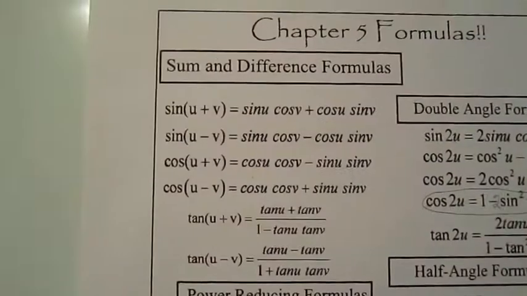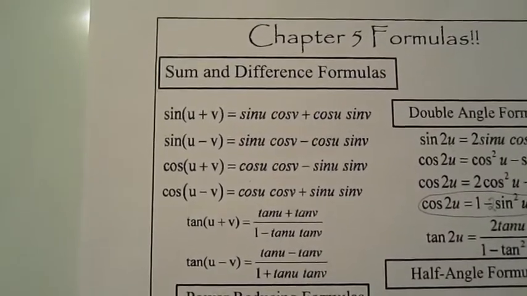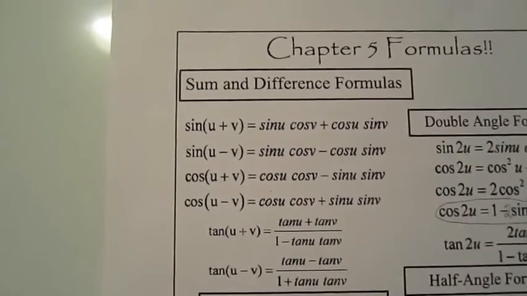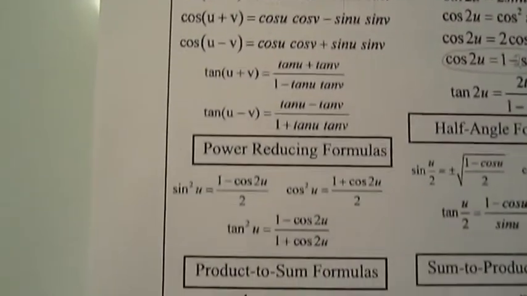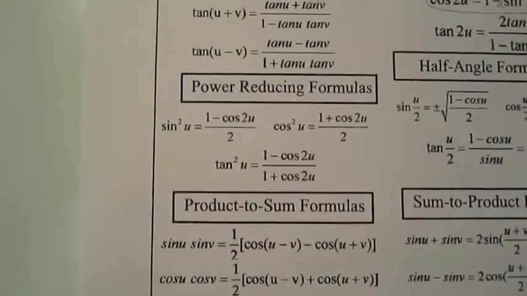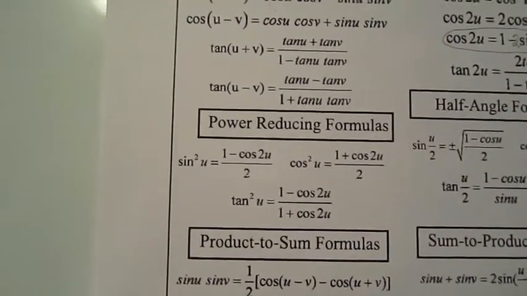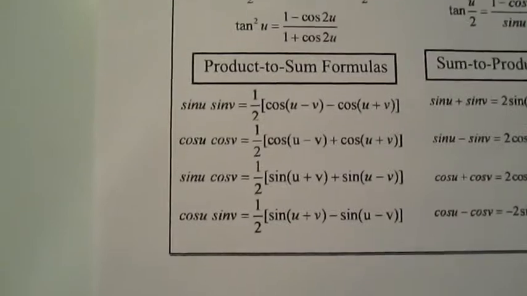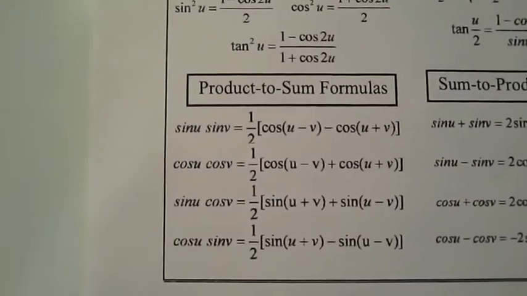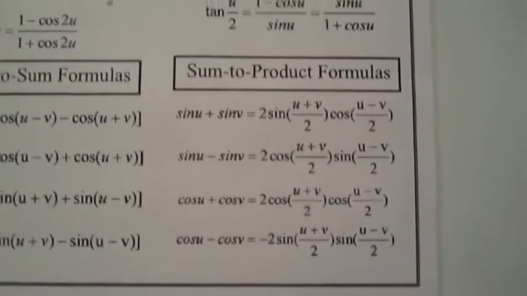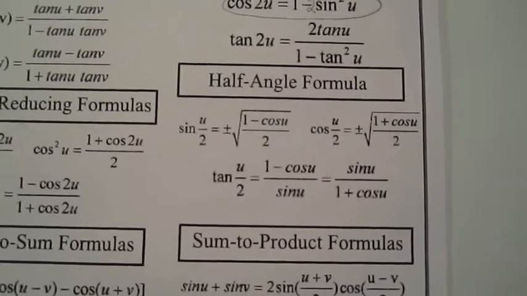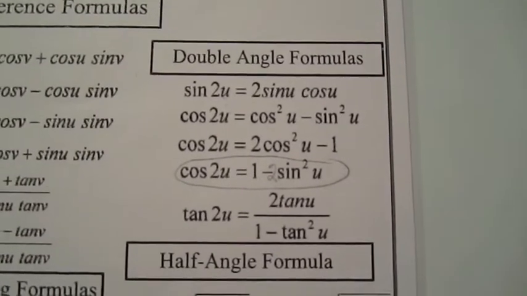Okay. Here we have the sum and difference formulas. Make sure you have these written down somewhere because they are very important for trig equations. Here are power reducing formulas. Here are the product to sum formulas. Here are the sum to product formulas. Here are the half angle formulas. And last, here are the double angle formulas.